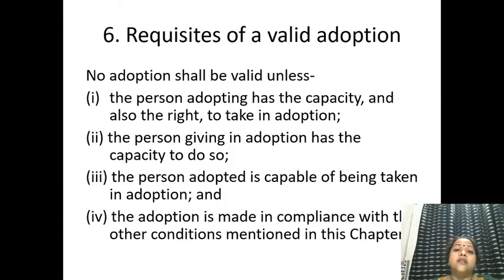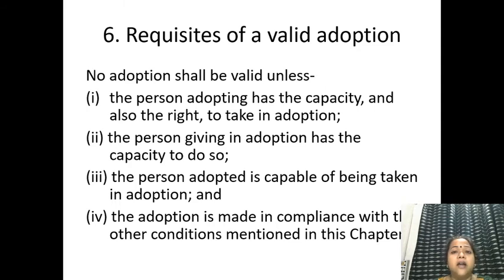What are the requisites of a valid adoption? So, no adoption shall be valid unless the person adopting has the capacity and also the right to take in adoption. The person giving in adoption has the capacity to do so, that is, to give in adoption. And thirdly, the person adopted is capable of being taken in adoption. Lastly, the adoption is made in compliance with other conditions mentioned in this chapter.